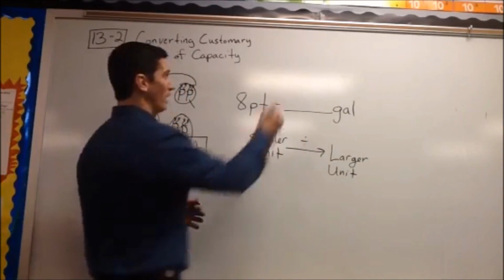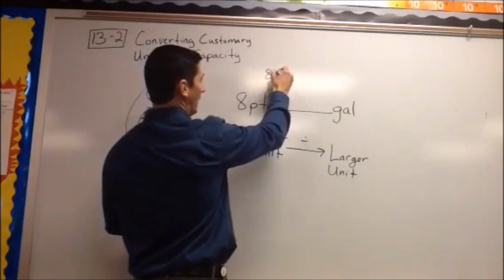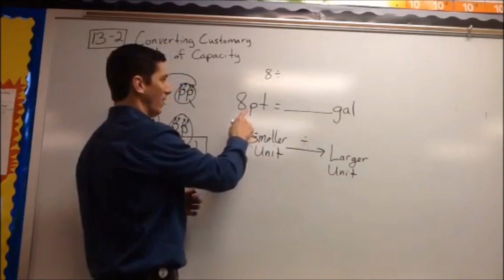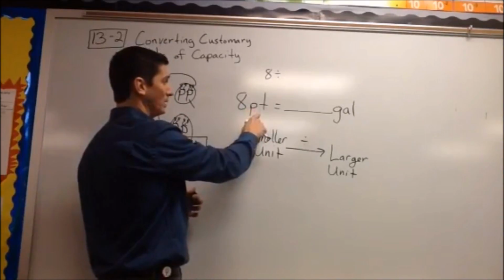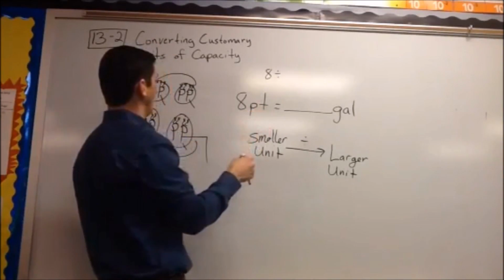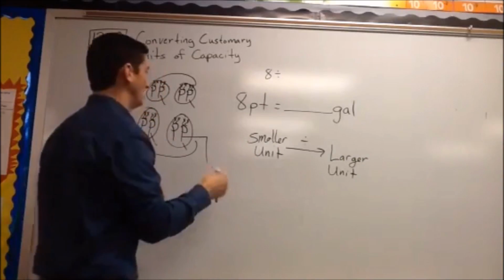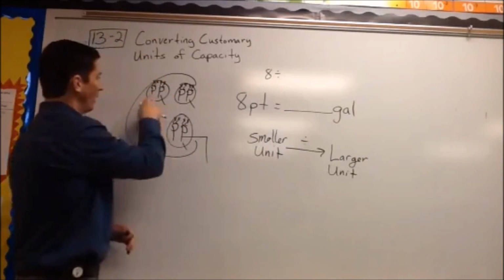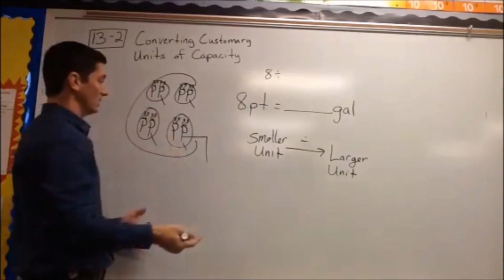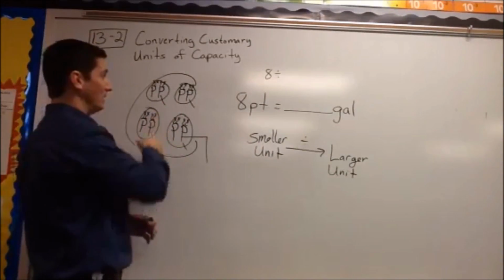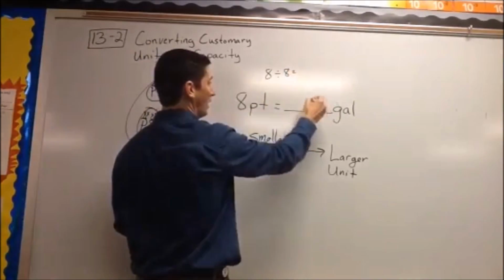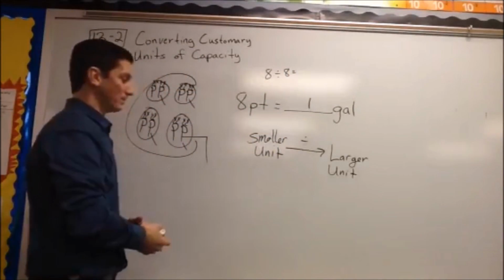So once you know what you have to do, you take 8 and you divide it by, well, what do you have to divide by? You got to figure out how many pints are in a gallon in general. So let's count them up. Let's go back to our kingdom. 1, 2, 3, 4, 5, 6, 7, 8. There's 8 pints in a gallon. So you take the 8, you divide it by 8, and you get 1 gallon.